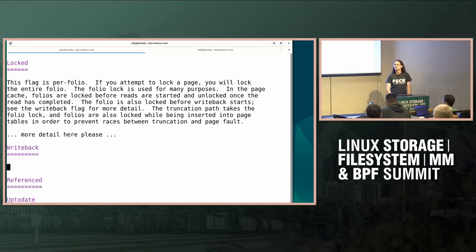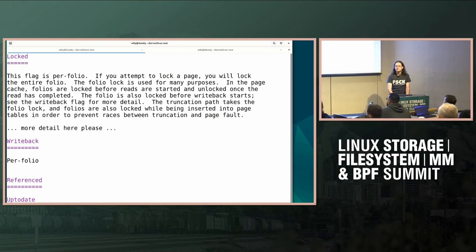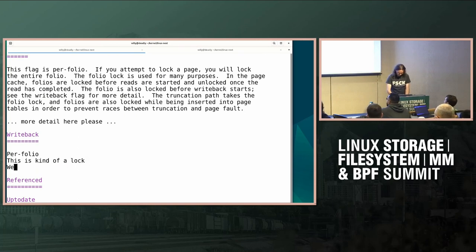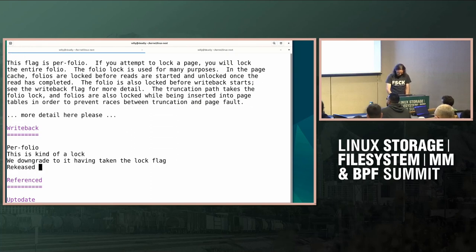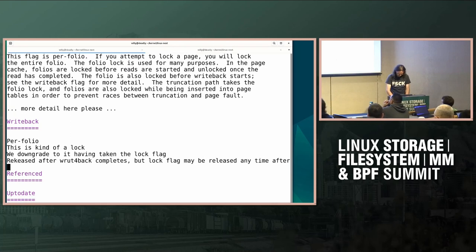Should we do the write back bit now? Who wants to tell me something about the write back flag? This flag is per folio. Yes, it is. All right. Okay, I'll go. This is kind of a lock. We downgrade to it, having taken the lock flag, released after write back completes, but the lock flag may be released any time after write back. Flag set depends on the file system, whether it needs to do more.